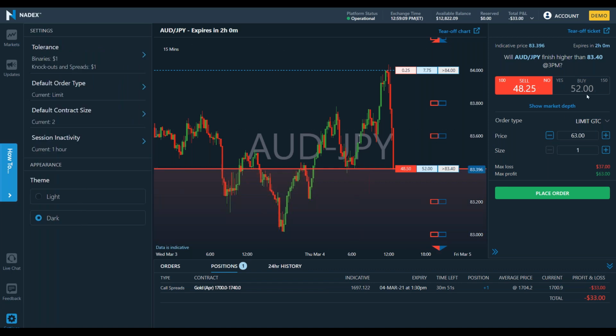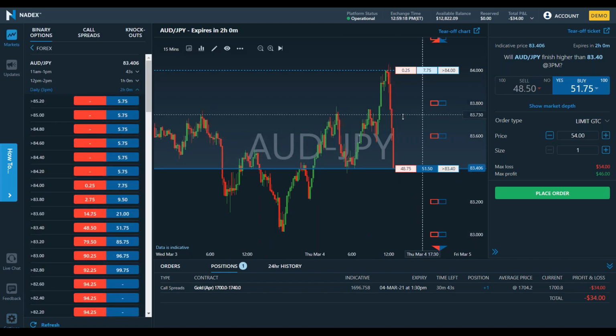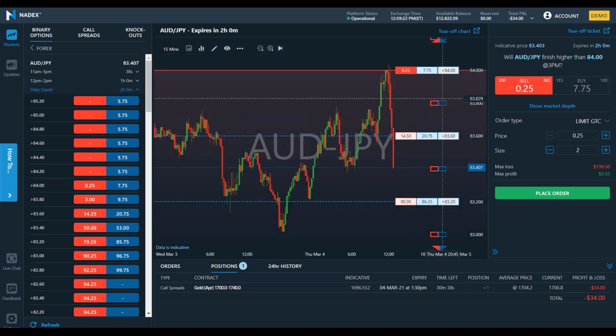Now when I place an order, did it save that? Hold on. Yep, so now when I click on buy or sell, notice how it's defaulting in as 2. Okay, so you can set your default order size.